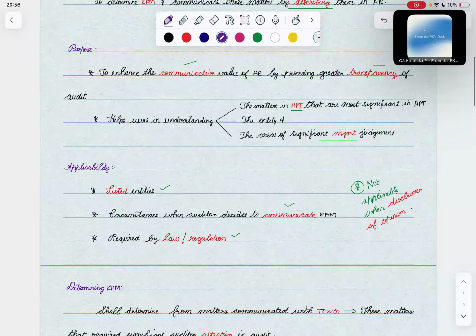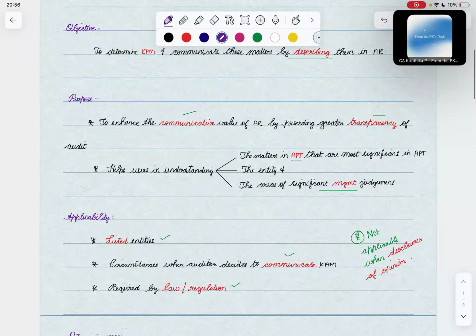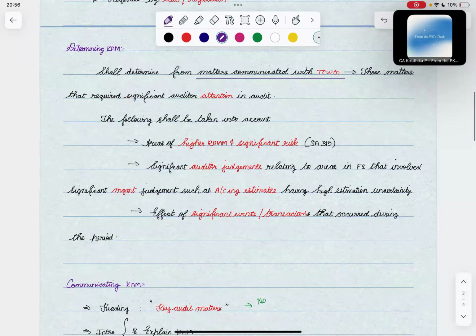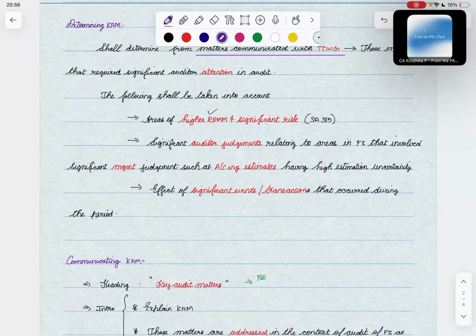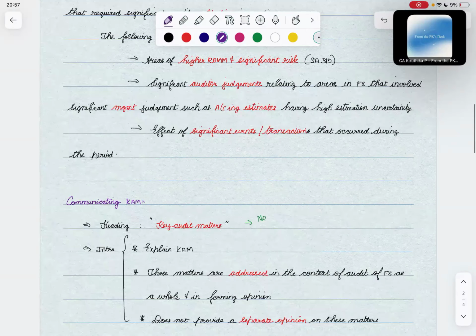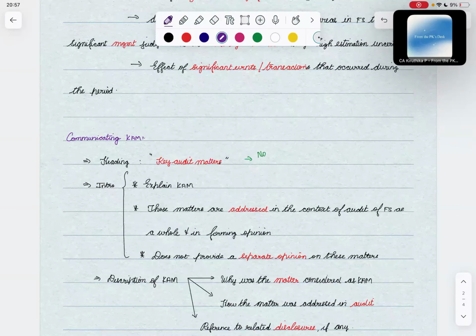So we are going to discuss how we are going to determine KAM, which we have already discussed. It should be determined from the matters communicated with TCWG, and these matters are those that require significant auditor attention. And the following shall be taken into account, which we have already learned: areas of high ROMM, example, related party entities, right? And then significant auditor's judgment, which also included significant management judgment. Example, the contingent liability example, which we have discussed. And lastly, significant events or transactions. Example, that foreign branch.